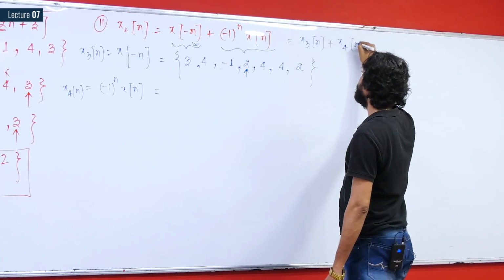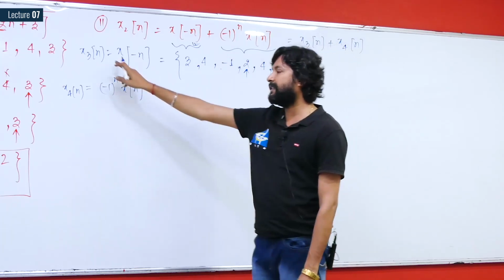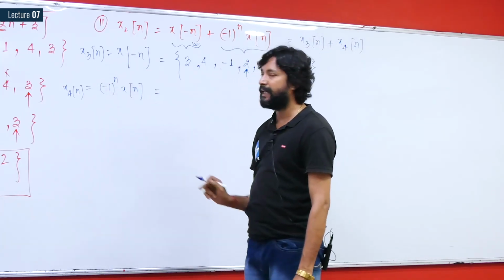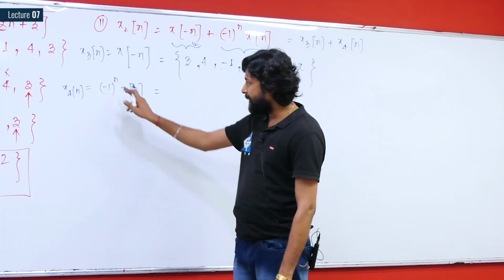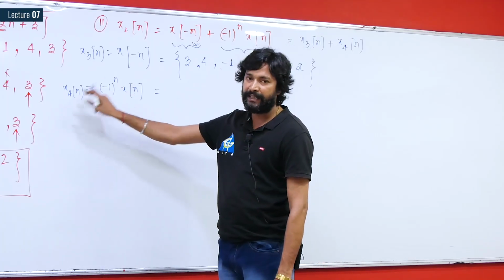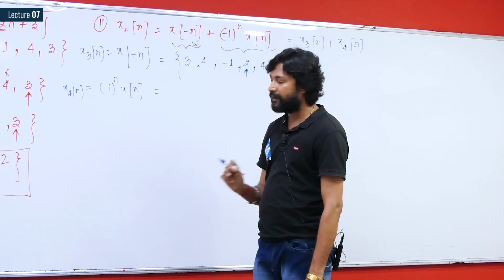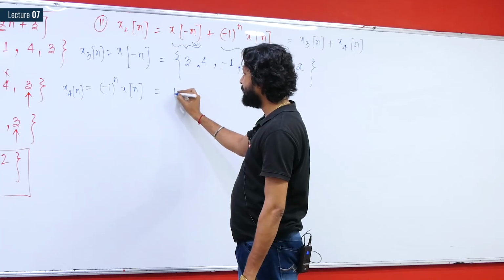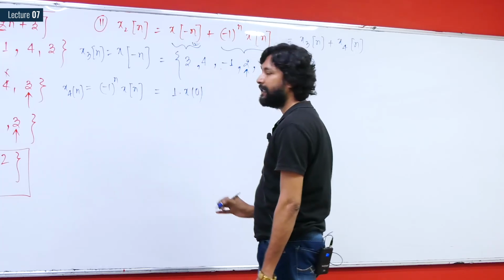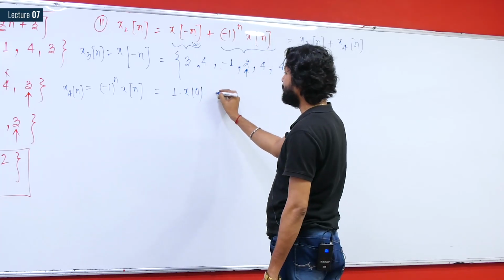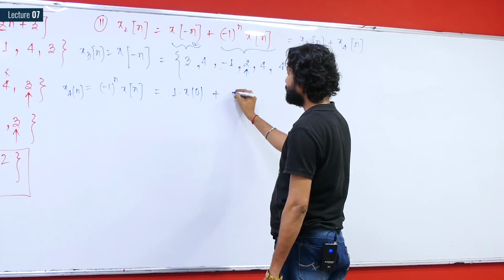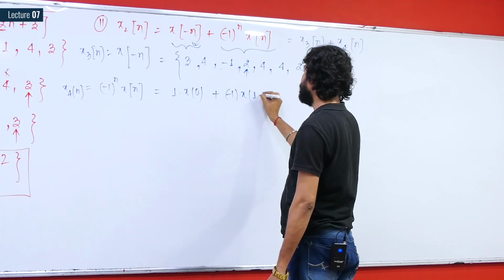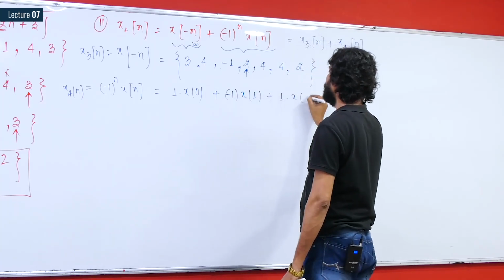If you have individually defined two parts, so we have obtained x3 of n, now we have to obtain x4 of n, that is minus 1 to the power n x of n. Then the values will be, if you want to have the value of x4 of n at origin, that is at n equals to 0, then put the value n equals to 0 in this expression, then the value will be 1 into x of 0. Similarly, at n equals to 1, the value will be what? Minus 1 into x of 1, then plus 1 into x of 2.